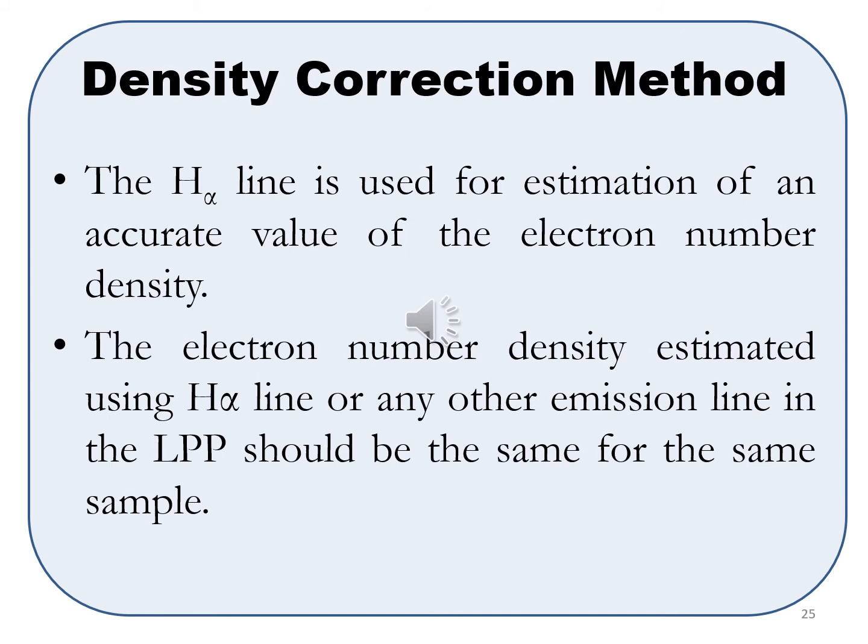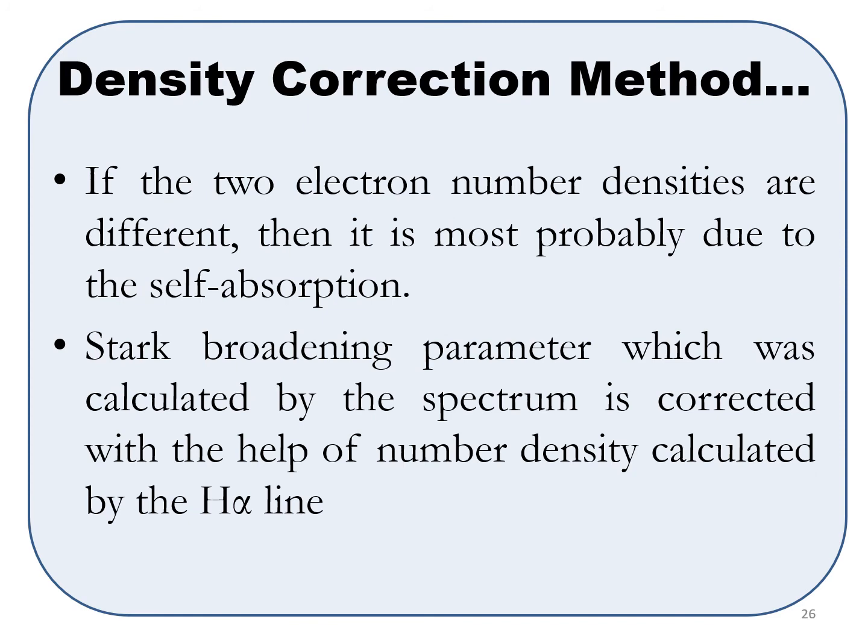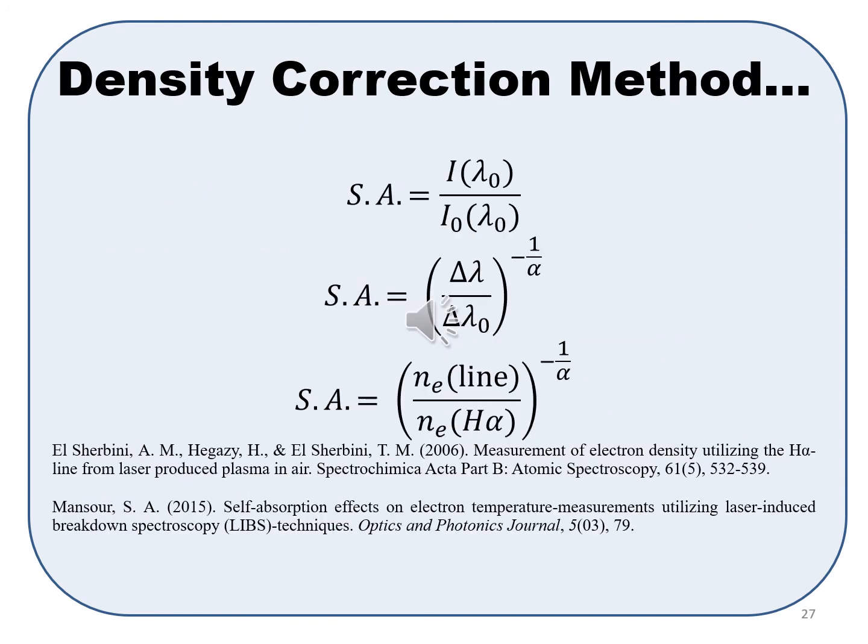Now there is the density correction method. We use the H-alpha line for the estimation of an accurate value of the electron number density. The electron number density estimated using the H-alpha line or any other emission line in the laser-produced plasma should be the same, because it is the same sample. Now these are the steps for using the density correction method.